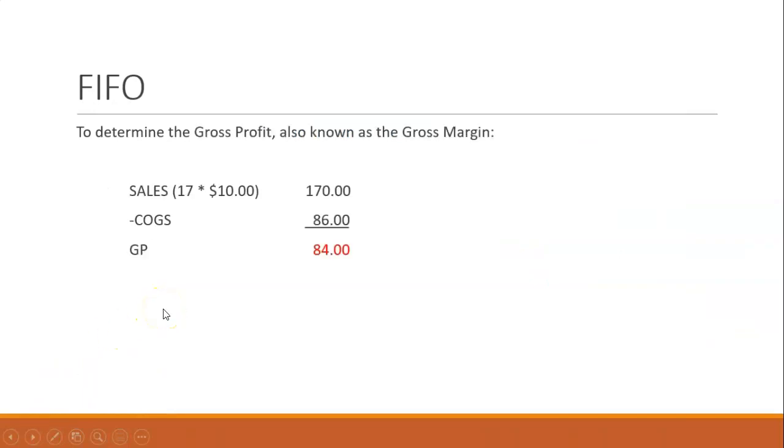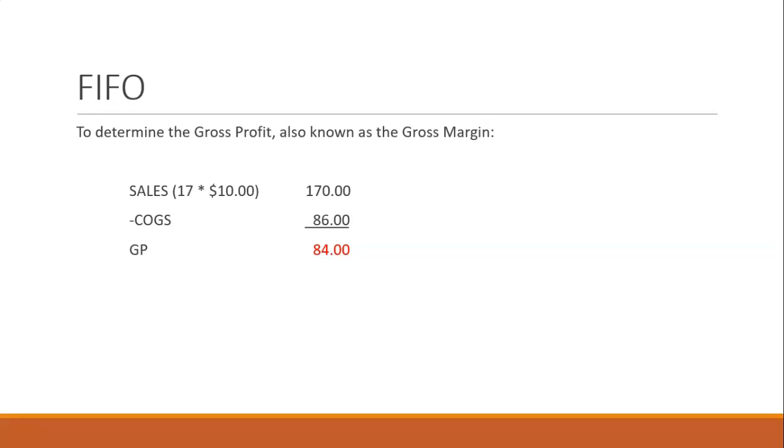We also need to take a look at our gross profit. This is a very important number to management and to investors and creditors. And so this formula for gross profit, which is also known as gross margin, is net sales minus the cost of goods sold. You have to have that formula memorized as well as the cost of goods sold formula.